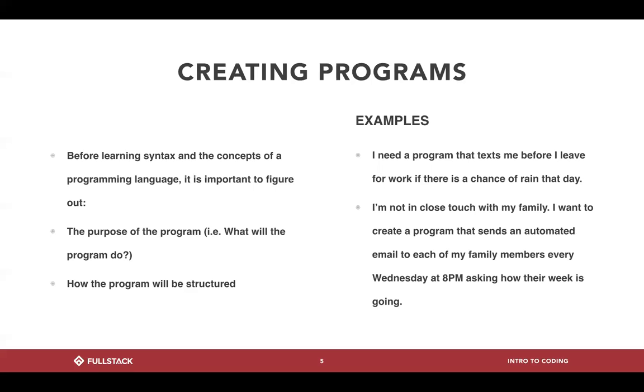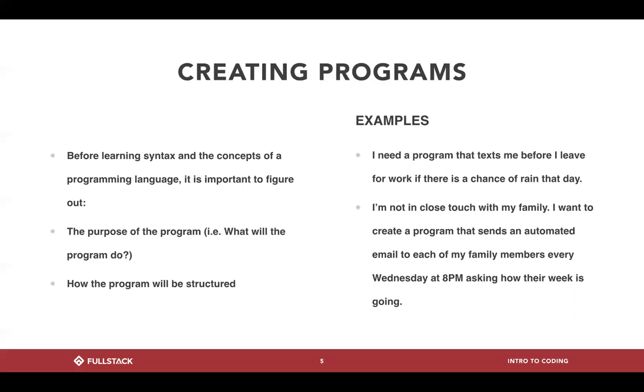The second one here: I'm not in close touch with my family. I want to create a program that sends an automated email to each member of my family every Wednesday at 8 p.m. asking how their week was. For pseudocode for this, I would sit down and ask, when do we have to do this? Every Wednesday at 8 p.m. So I'm going to set up something that knows when it's 8 p.m. every Wednesday and will fire off some kind of instruction to kick off the program.